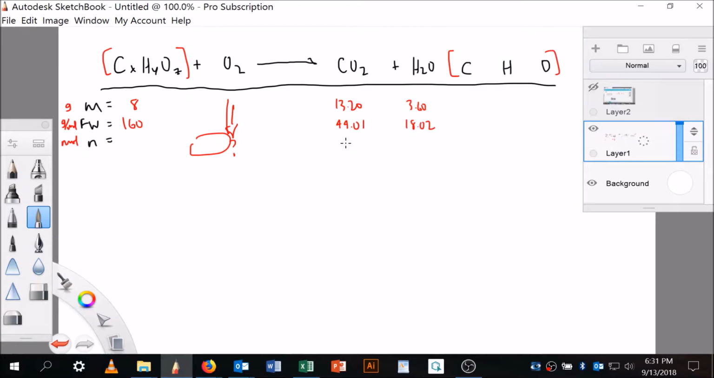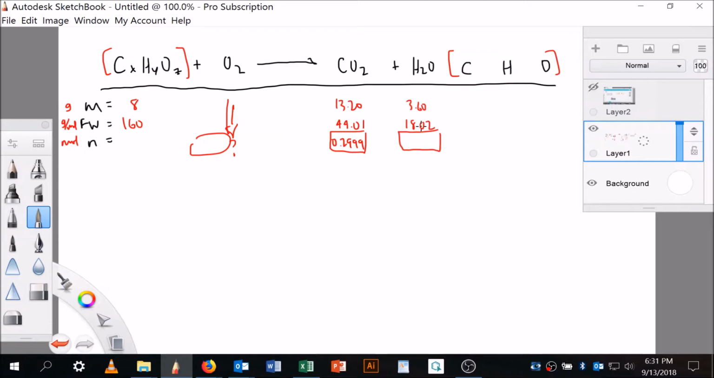And so we know now how many moles of carbon came out of this compound. How many moles of carbon came out of that? It's going to be 13.2 divided by 44.01. 13.2 divided by 44.01 gives me 0.2999, 3 nines.